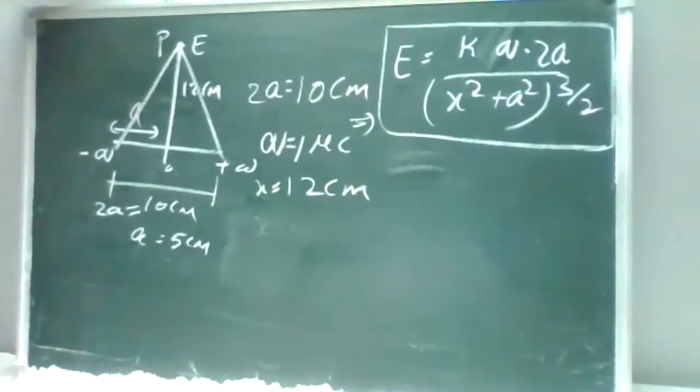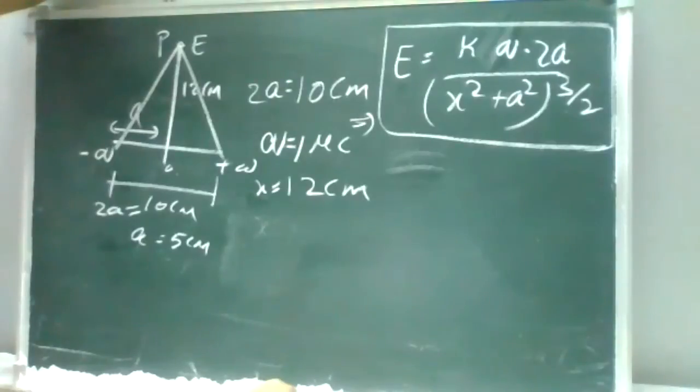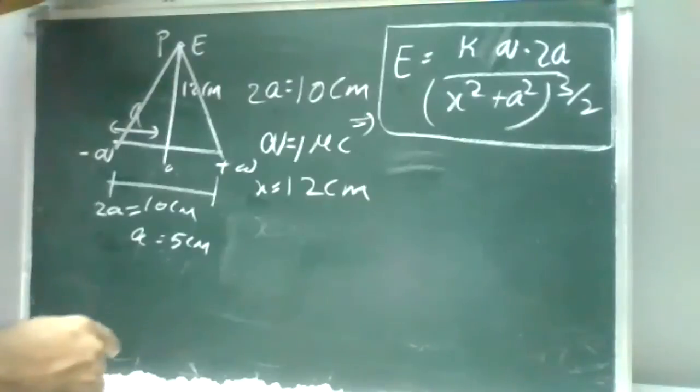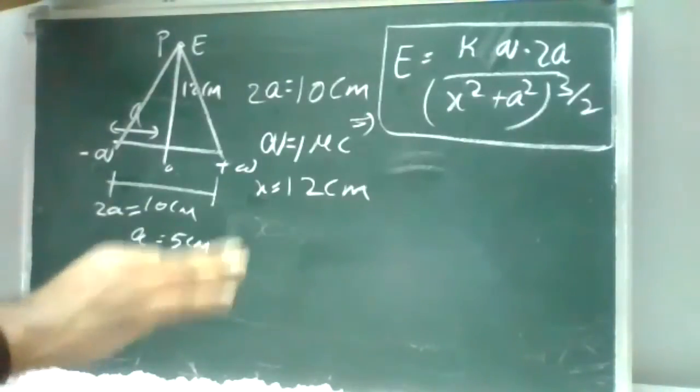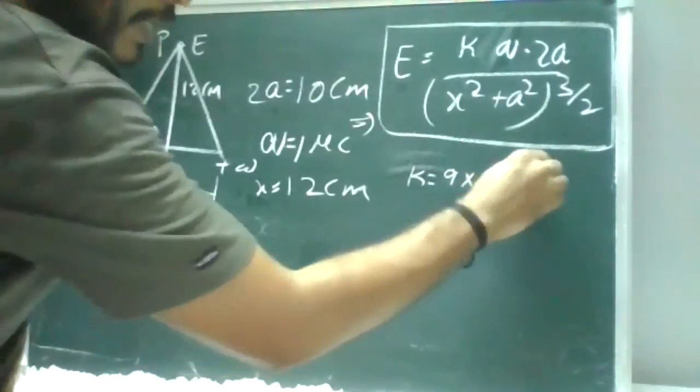Let's see. Okay, try K. E is equal to K cube A by x square plus a square whole power 3 by 2. Right. Substitute the values. What is the value of K? 1 by 4 pi epsilon naught. But remember, here we have said vacuum. That means no medium is given, so if no medium is given, we are considering it as vacuum. So K value is 9 into 10 power 9.